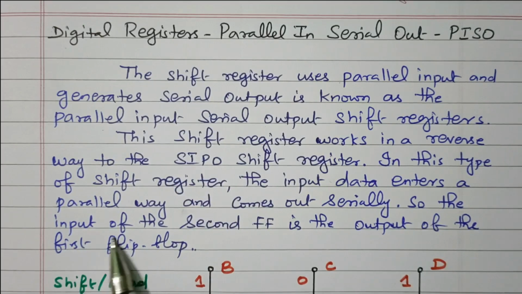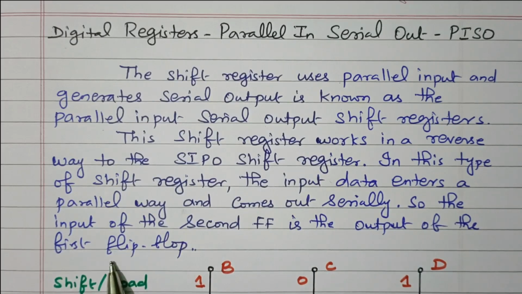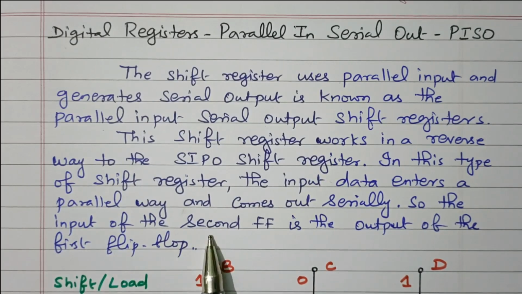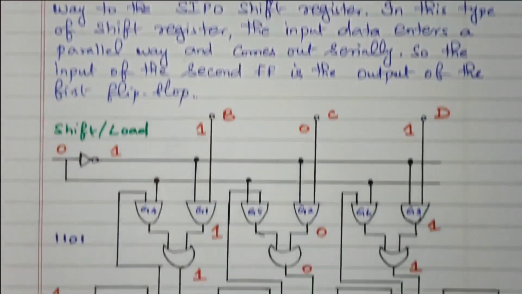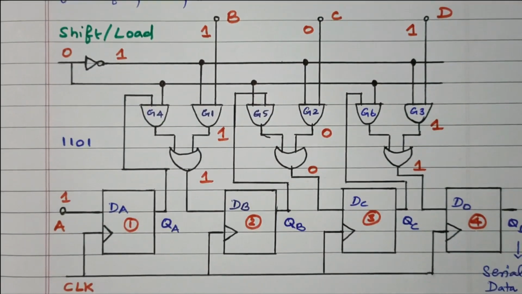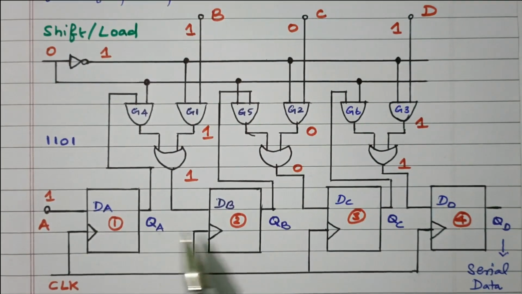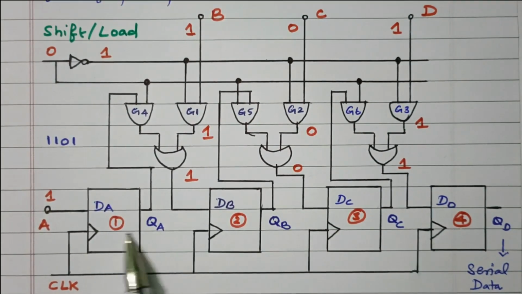So the input of the second flip-flop is the output of the first flip-flop, right? From the first flip-flop, the data will be given to the second flip-flop. Now we'll go to the logical diagram for this parallel in serial out shift register. See here, there are four D flip-flops available, 1, 2, 3, 4. It is constructed with 4 D flip-flops.